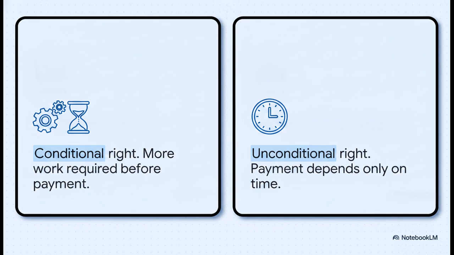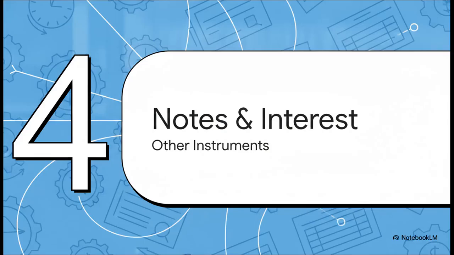Always ask yourself, do we have to do anything else to earn this cash? If the answer is yes, you are looking at a contract asset, my friend. Section 4, Notes and Interest Receivables. We've spent a lot of time just now on trade receivables, but let's pivot slightly and see how this exact same golden thread applies to lending and time-based accruals.